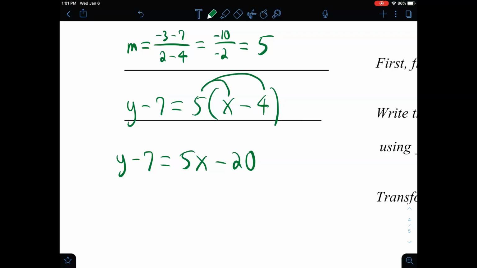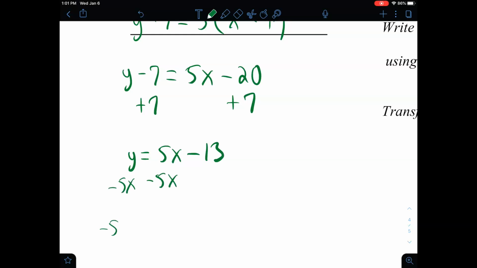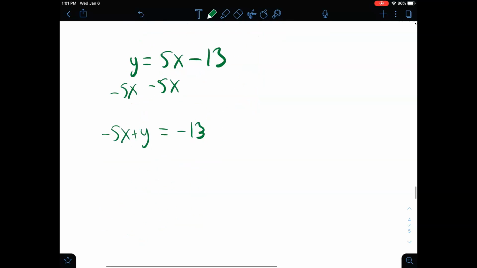All right, we're getting closer. Now I need to move the 7 over by the 20 to get y by itself, to get y equals mx plus b. So y equals 5x minus 13. All right, and now what I need to do is get x and y on the same side to get it in standard form. So we're going to subtract 5x. Negative 5x plus y equals negative 13.